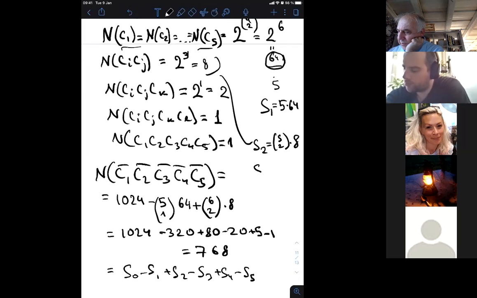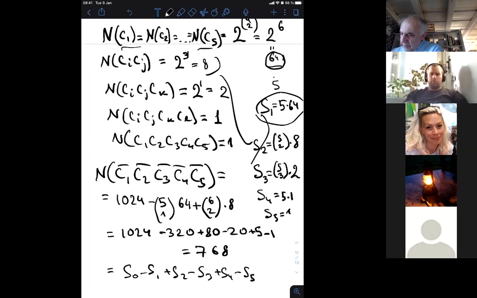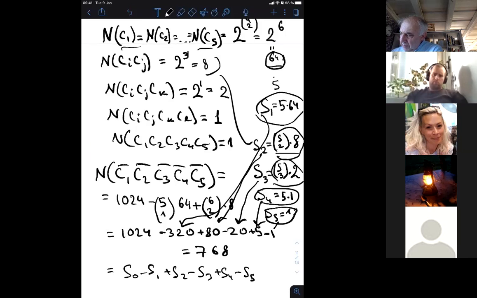Now the triple thing would be again 5 choose 3 times 2, and now S4 would be just 5 times 1, and S5 would just be 1. Okay, so these numbers come in here. So 320 is this thing. Now this is 10. So 10 times 8 would be this 80 here. So this thing would be this 20. This would be this 5. And finally, this would be this minus 1.